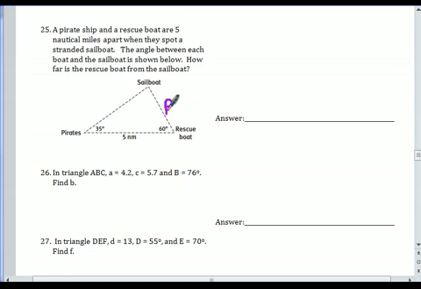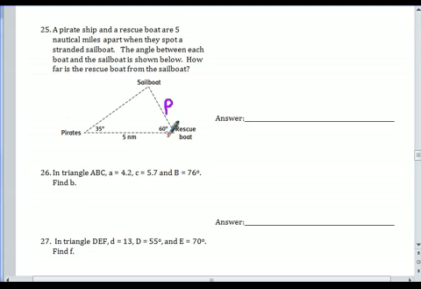I'm going to call it P since it's across from the pirates. You can call it whatever you want. If you look at the given information that we have in our diagram here, we are given angle, side, angle. And if you consult your foldable for oblique triangles, you'll see that angle, side, angle indicates that we need to be using the law of sines.